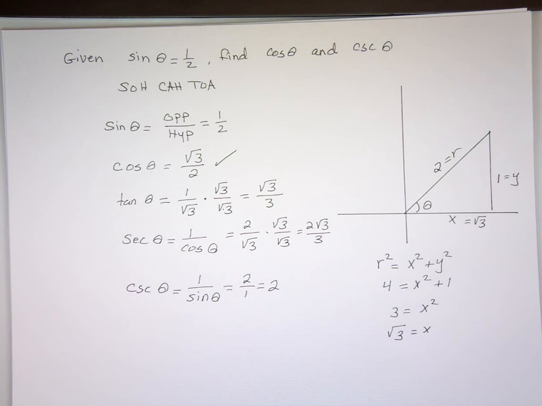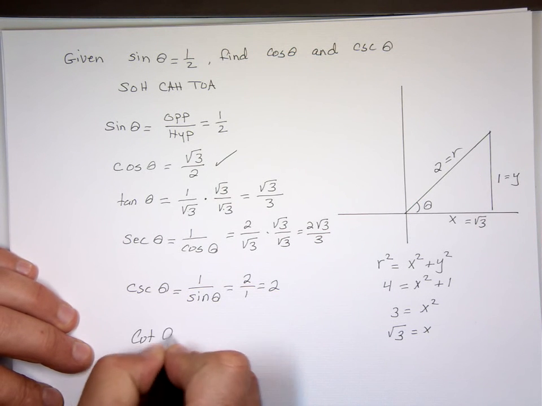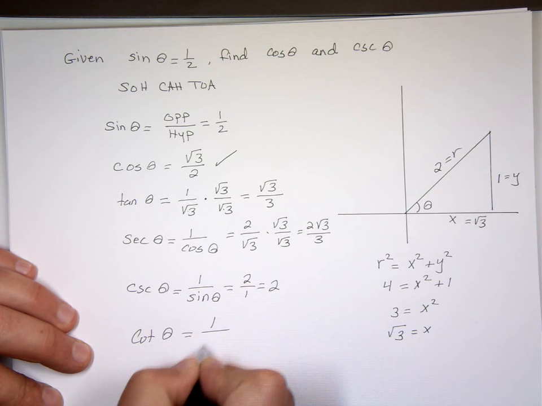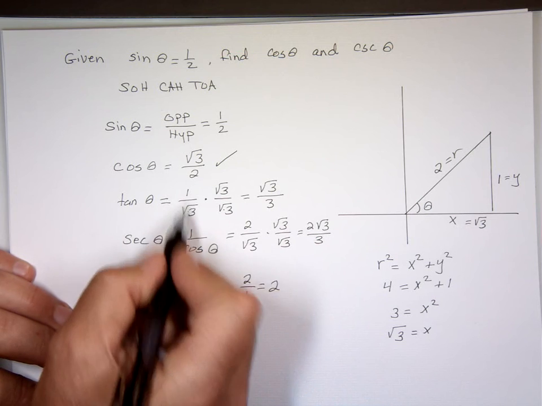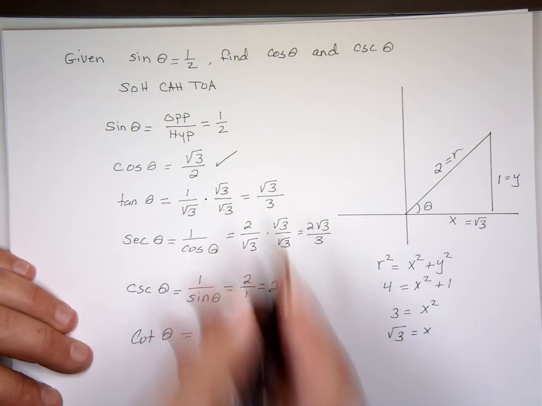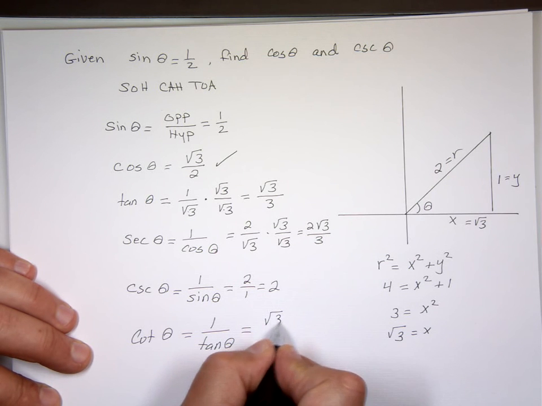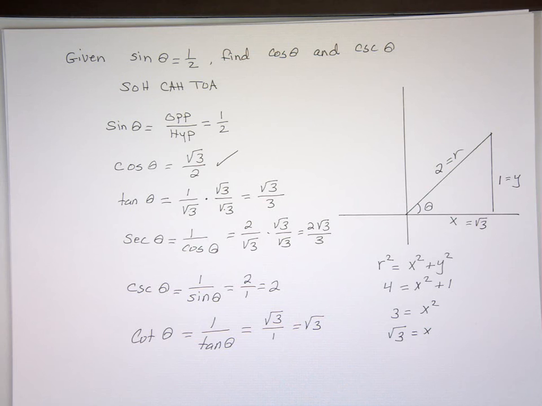And I'll do the last one. The cotangent of theta. They didn't ask for it. It's 1 over the tangent of theta. There's my tangent before I rationalize it. It's this one. If you flip that, that's the square root of 3 over 1, which is the square root of 3. And that's all 6 trig functions. So by knowing one, I can figure the rest of them.